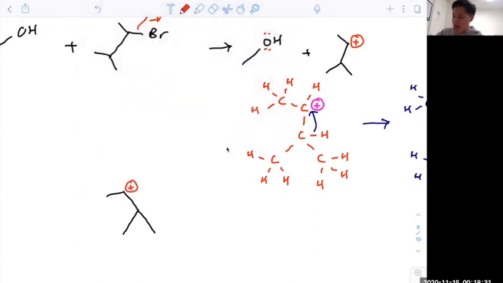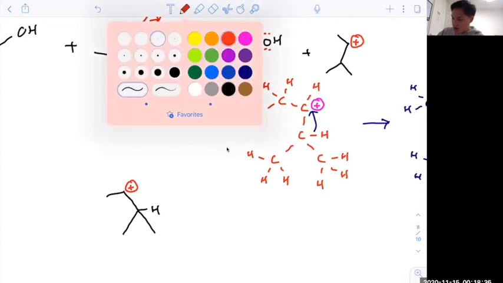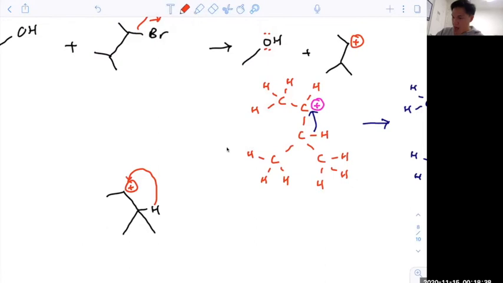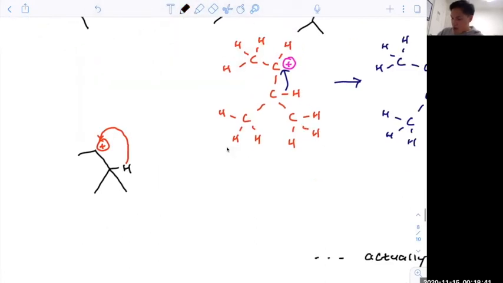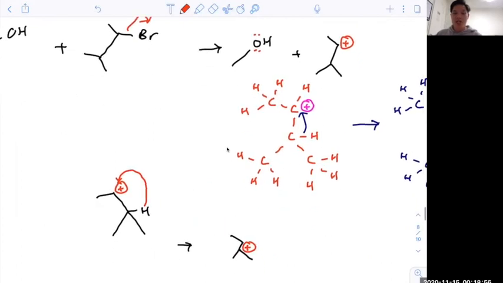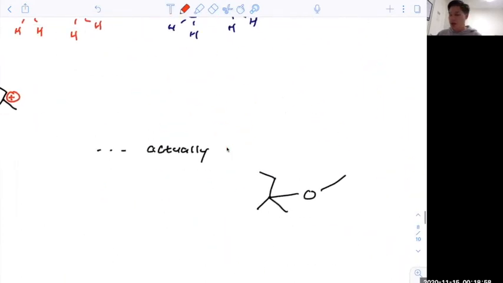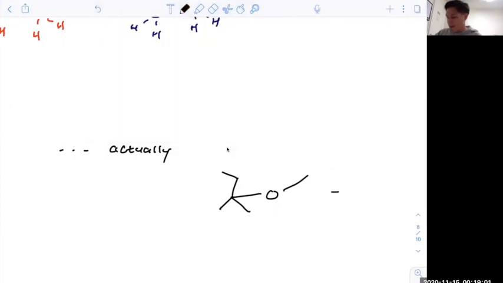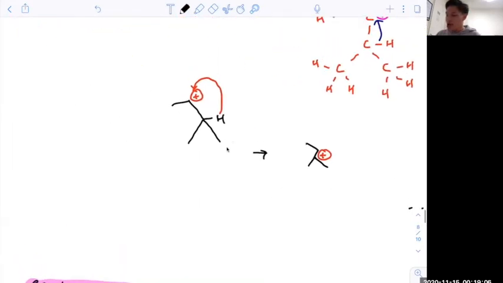We had this implicit hydrogen right here, and then it transferred over to this carbon, and now we have a tertiary carbocation right here. And then we can do the exact same step again with this methanol to achieve this compound right here. And this is plus HBr. Okay? So this is called a hydride shift.